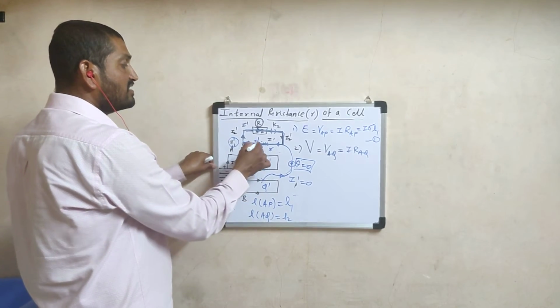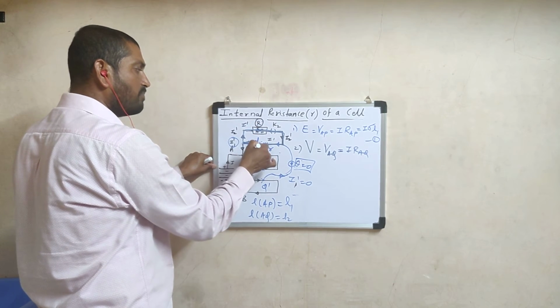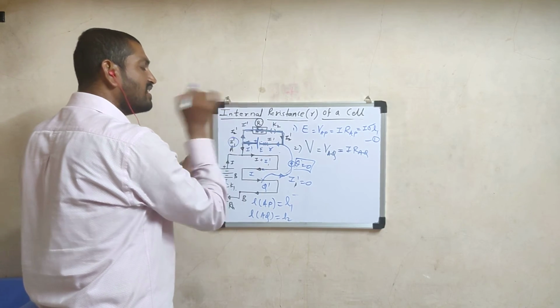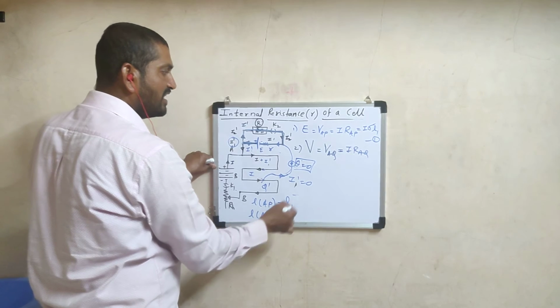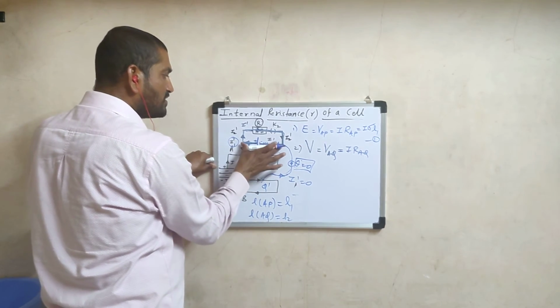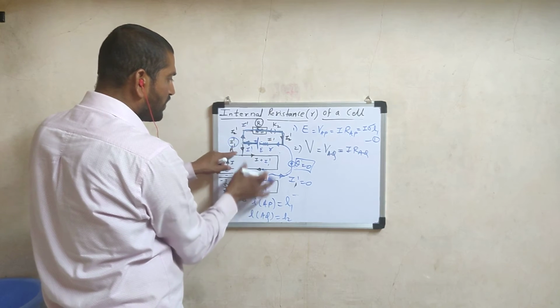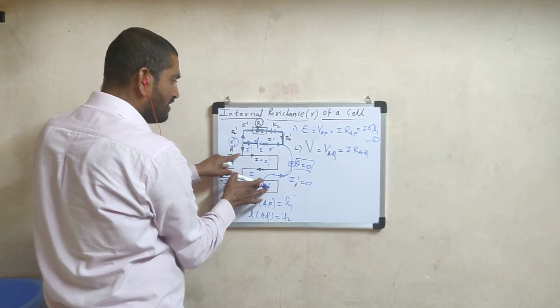When the cell is shunted, what does it mean? Across this cell, or in parallel, an external resistance R is connected. So when the cell is shunted, L2 is the balancing length. At that time, EMF is not available between these 2 points. It means these 2 points and those 2 points are in parallel. So whatever voltage is available here, the same voltage is available here.